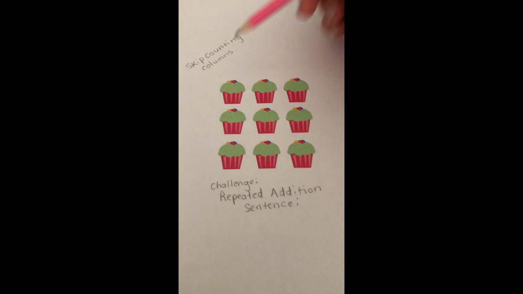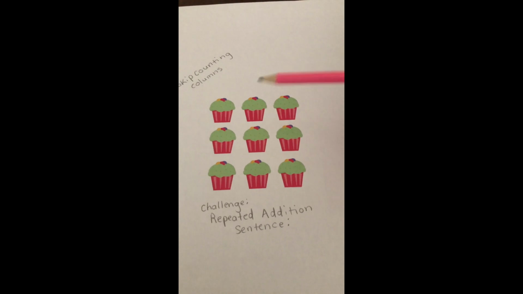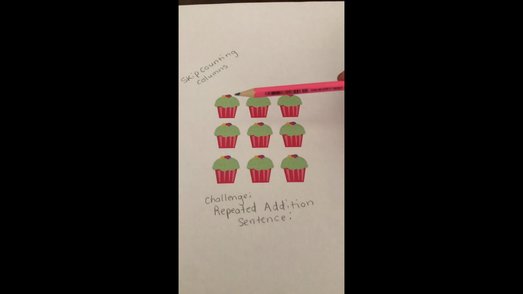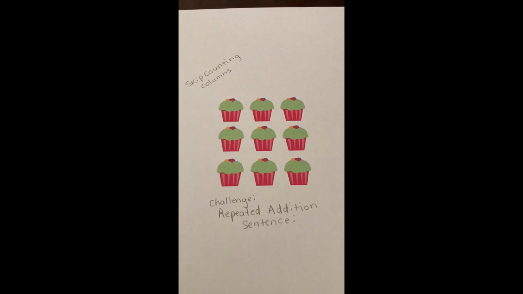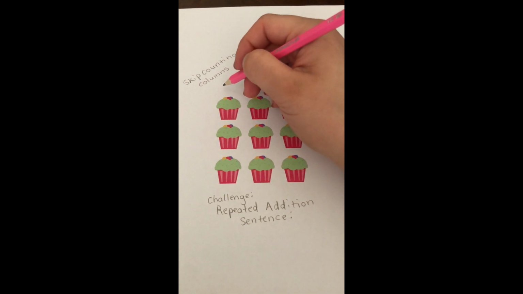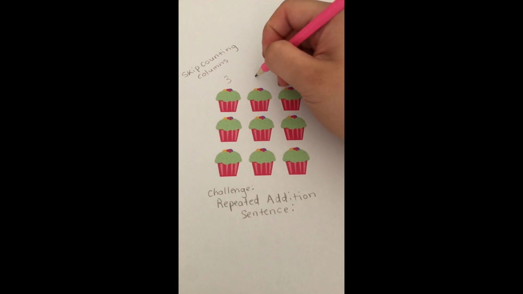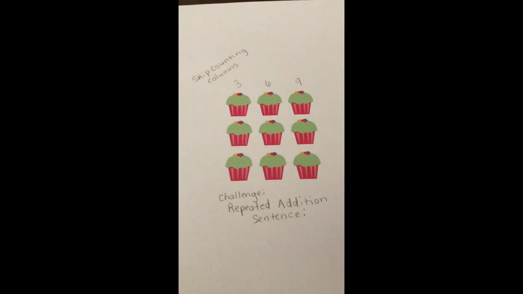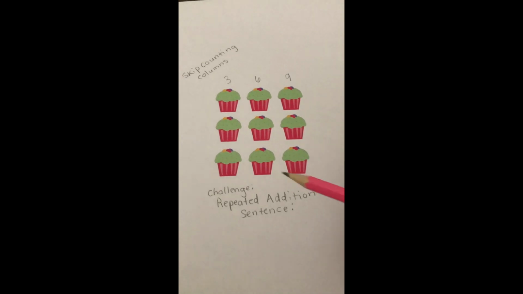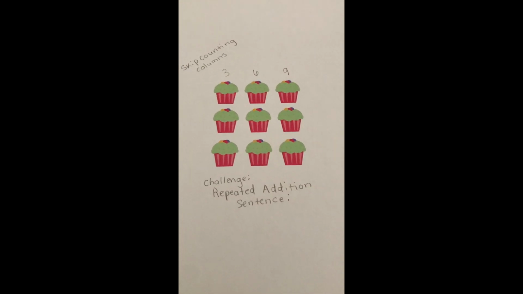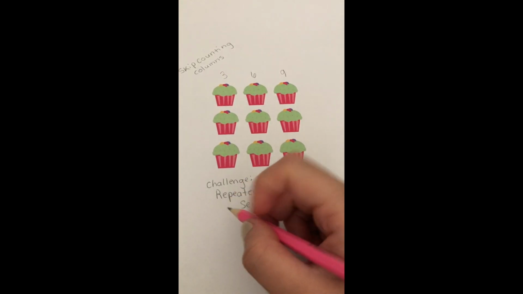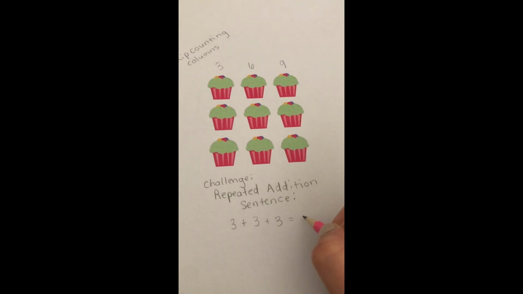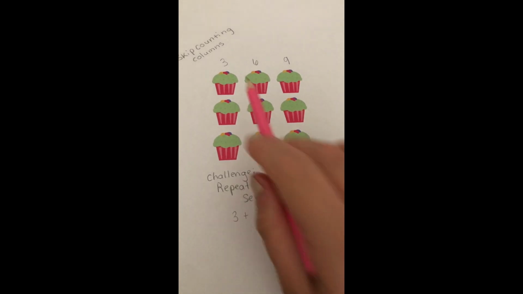So now we're going to skip count the columns instead of the rows. As we can see, there are 1, 2, 3 columns, and in each column we have 1, 2, 3 cupcakes. So I'm going to skip count the columns up at the top. 3, 6, 9. This is the same as the one we previously did because we have the same number of rows and columns. So the challenge, if you wish to do it, is to make a repeated addition sentence for each array. So it would be 3 plus 3 plus 3 once again, which would give us a total of 9. 3, 6, 9.